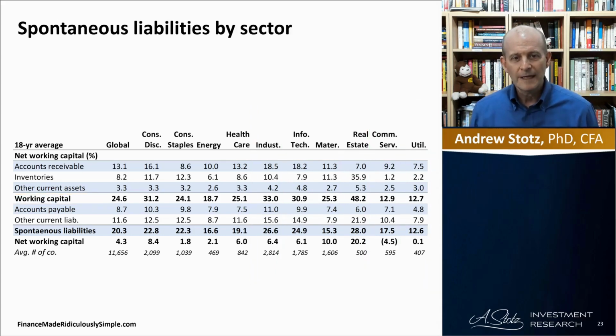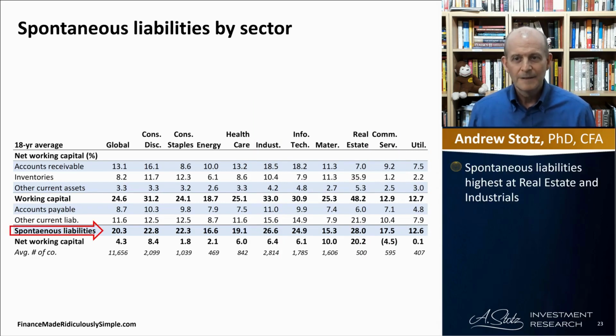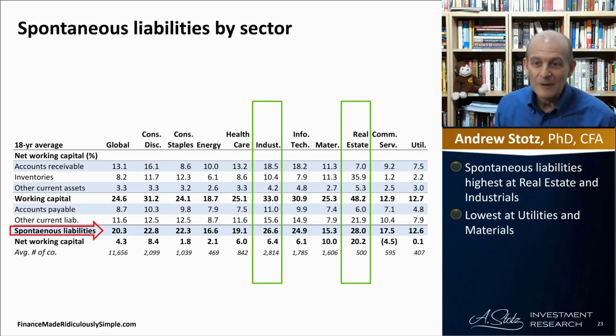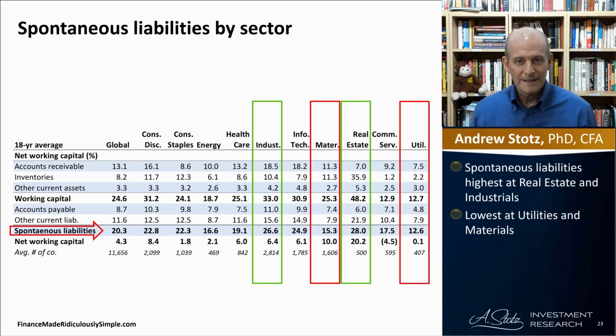Now, let's look at the next item, which is spontaneous liabilities. So they're highest also at real estate and at industrials. And what we can see is that they're lowest at utilities and materials. So spontaneous liabilities at materials is only 15, very low.